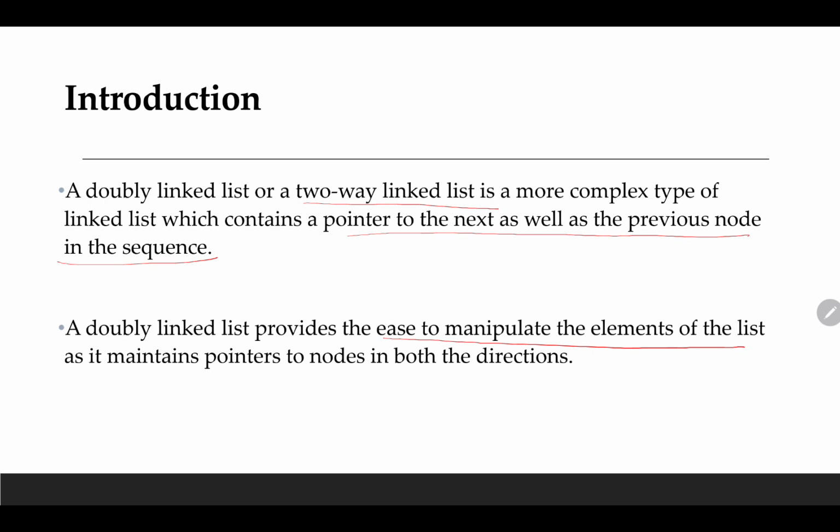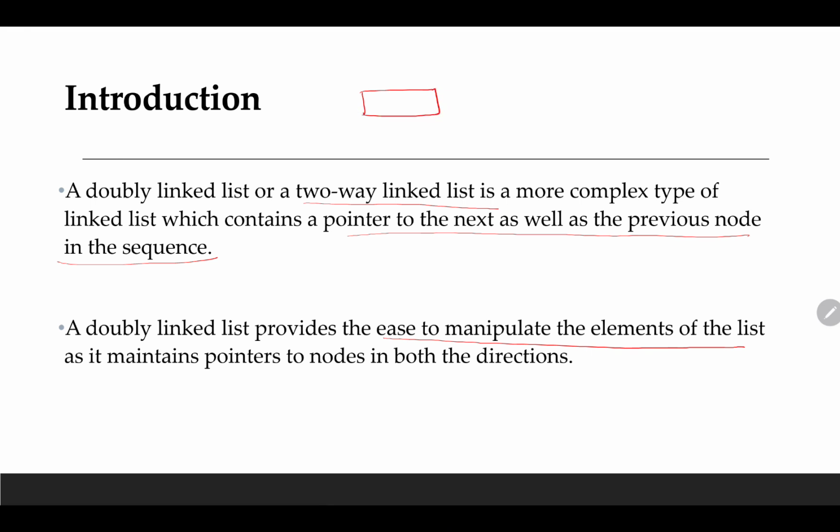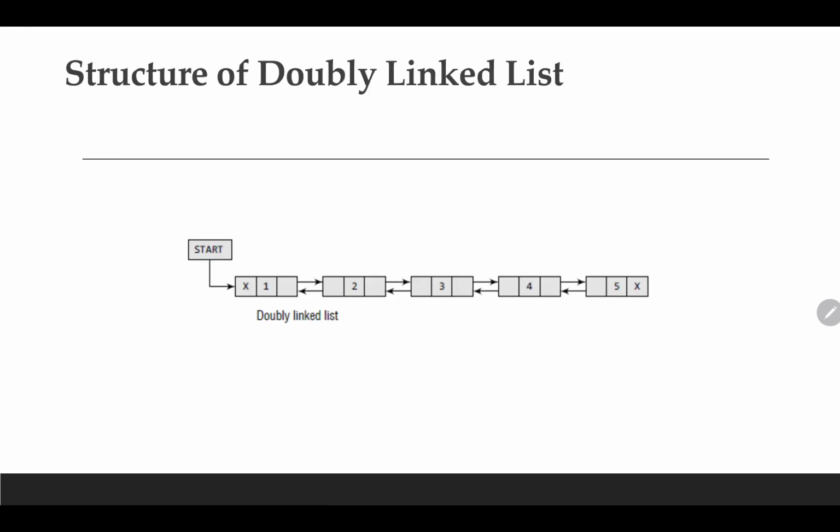So for example, a doubly linked list will be like this. This is the node. Let me show it here. This is the doubly linked list. I already said the node is divided into three parts. The first part contains the address of the previous node, the third part contains the address of the next node, and the middle contains the information.